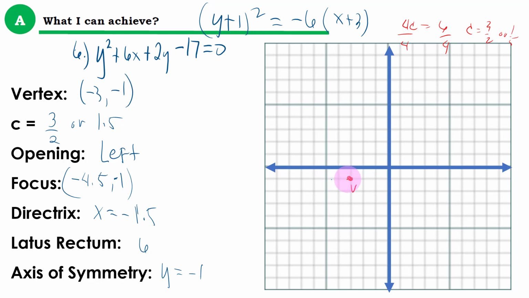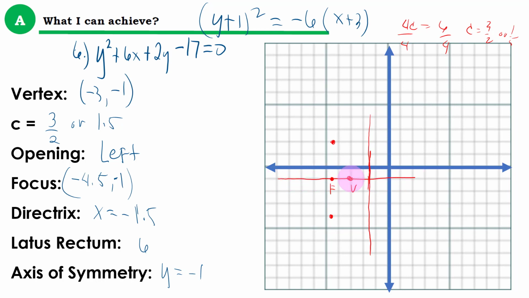Nandito yun, 4.5. This is our focus. And our directrix is x equals negative 1.5. So, ito yun. This is our directrix. And then, our latus rectum is 6. So, bilang tayo ng 6 units. Divide natin sa dalawa. So, magiging tig 3 siya sa taas at sa baba. 1, 2, 3. So, this is the one point of the latus rectum. And the other point, 1, 2, 3. Ito yun. And then, our axis of symmetry is y equals negative 1. This one.